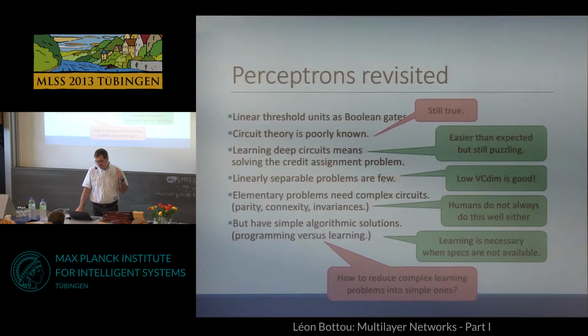Elementary problems need complex circuits. Well, parity, connexity, or some invariances. Humans don't do that very well either. Parity: I give you a big image with a lot of dots, and I ask you whether the number of dots is odd or even. You're not going to do that quickly. You're going to have to count them. Connexity is the problem of the maze. If I show you a big maze and I ask you if the mouse can find the cheese, it's not obvious at all. You have to actually go and backtrack.